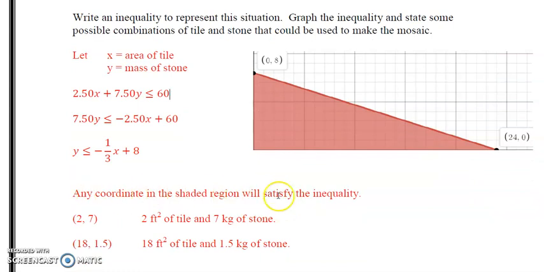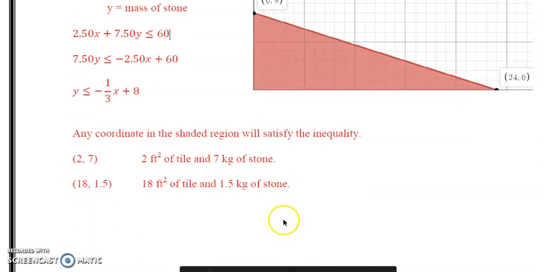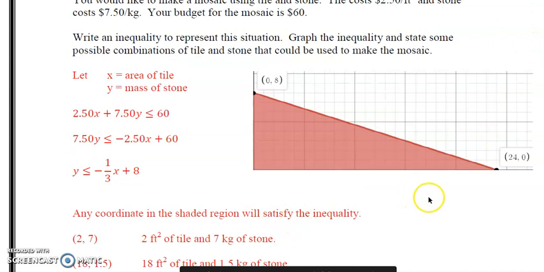And it says pick any two coordinates that would satisfy this inequality. So I picked 2 and 7, which was right here, slightly under, and I picked 18 and 1.5, which is right here. So you can have different combinations of both to satisfy that region, right? And again, 0 and 24 and 0 and 8 wouldn't do that, because then you wouldn't have a little bit of either, right? This here, 24 and 0, means you're going with all tile. This 0 and 8 means you're going with all stone.